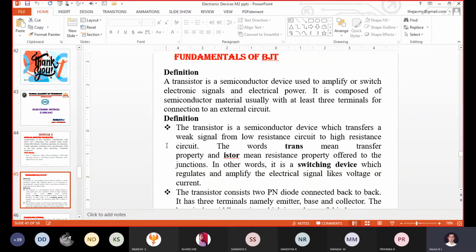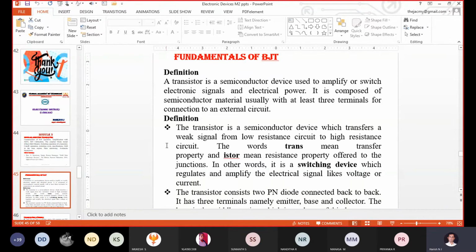Once again, bipolar junction transistors we classify into two types. Sorry, one is the NPN transistor, the other is the PNP transistor. We will check how the symbolic representation of both and the construction details will be. Anyway, will anybody tell me the definition of a BJT, bipolar junction transistor?